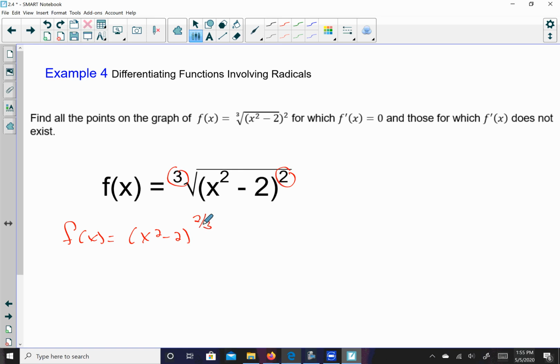Then to take a derivative of something raised to a power, I'm going to multiply by that power, which would be 2/3. Leave whatever is in here alone, so that x squared minus 2 is not touched the first go around. Take 2/3 and subtract 1, so this will be negative 1/3 power. Then I multiply, and this is the extra step now. I multiply by the derivative of what's inside here. So the derivative of x squared will be 2x, and that's because the derivative of 2 is 0.